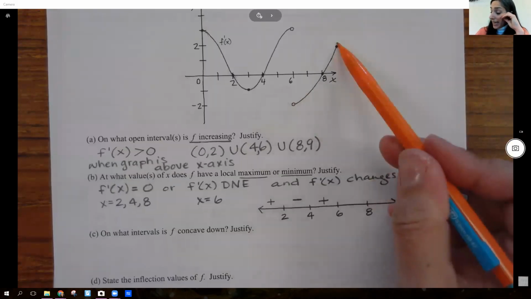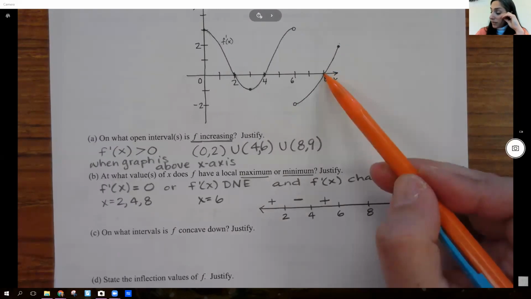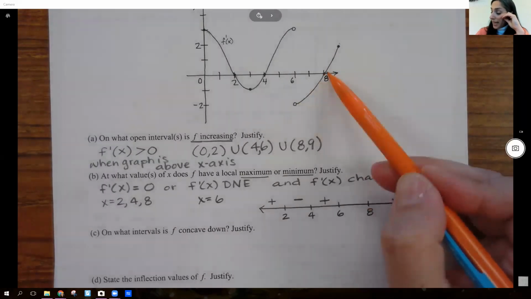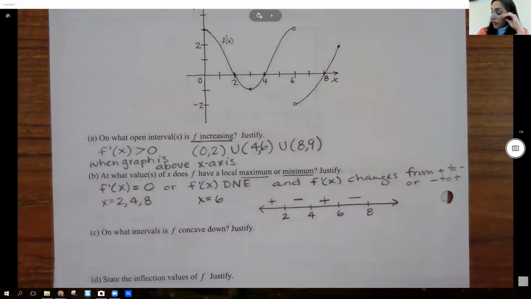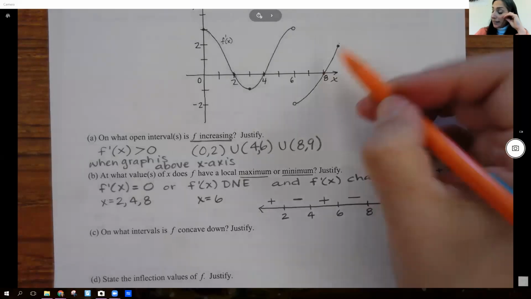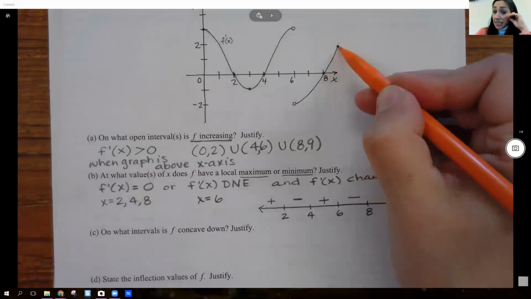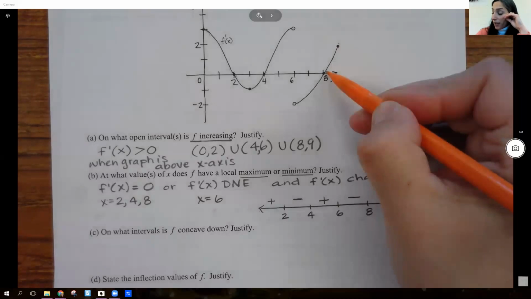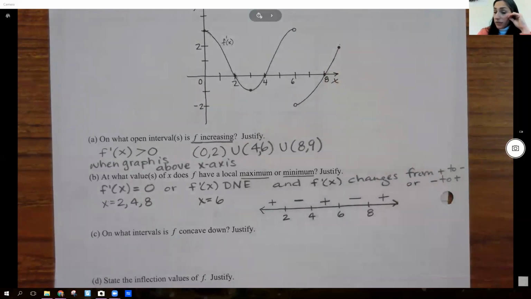Between 6 and 8, oh, this 8 right here. Between 6 and 8, your y values are negative. And on the other side of 8, your y values are positive. Okay? Any questions about how I just filled that in? Please ask.